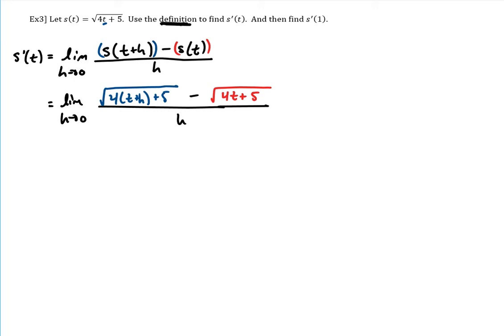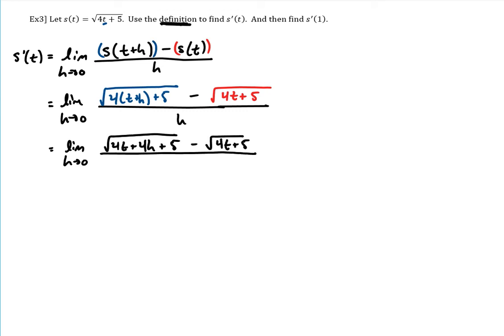Okay, and it looks like inside the blue we could distribute. We could simplify a little bit there. So let's rewrite it as the limit as h goes to 0 of the square root of 4t plus 4h plus 5 minus the square root of 4t plus 5. Okay, so that's the first step where we evaluate the functions as far as we can and then simplify as far as we can, and that's as good as it looks like it gets, still over h.